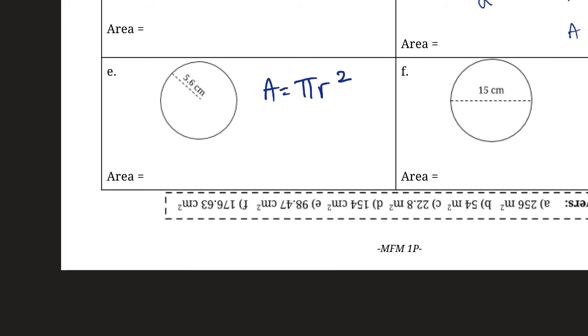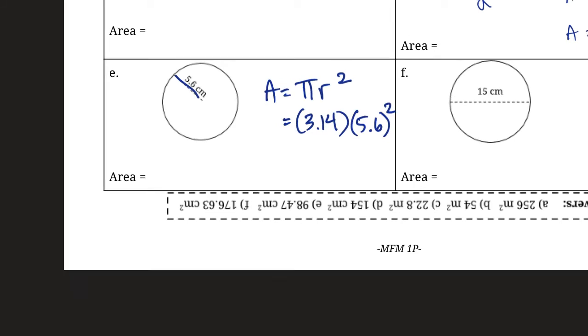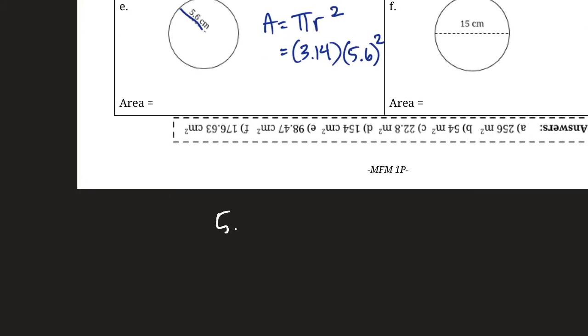So we know that pi is always equal to 3.14. And we're given the radius. Remember, radius is halfway across the circle. So we're given that here. So 5.6. But then we have this little squared. What does squared mean? Remember, what squared means is the number times itself. So 5.6 squared, I'll just do this at the bottom. 5.6 squared is equal to just 5.6 times 5.6, right?